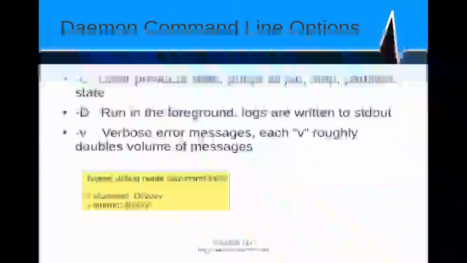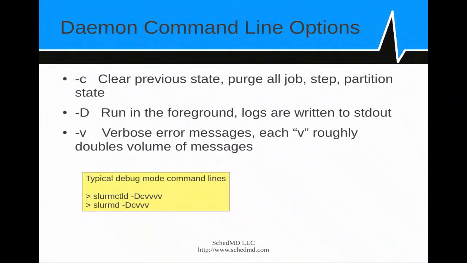Without those, it just prints high-level information. I'm starting job X, I'm terminating job Y. With these V's, it's telling you information about the scheduling decisions that it's making, the communications that are happening, what nodes it's hearing from, and that type of thing. So if you don't know what's happening and you want more information, just adding more V's and running in the foreground is typically the way to get the information you want.